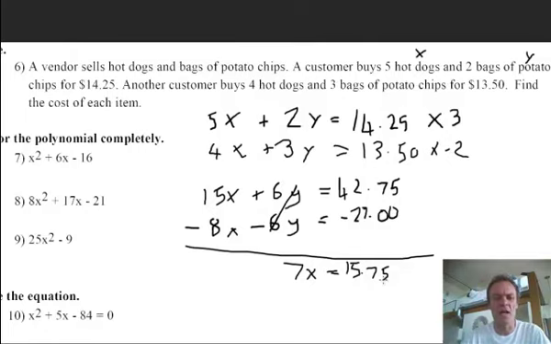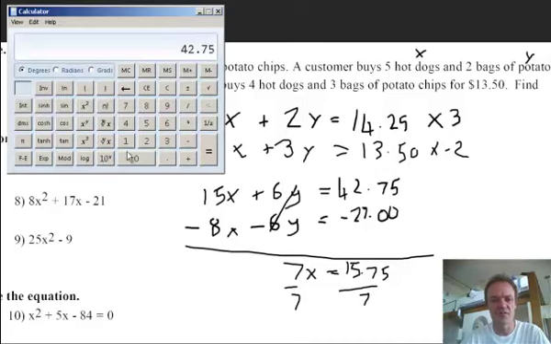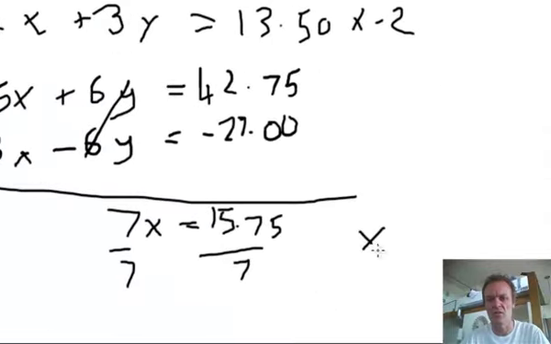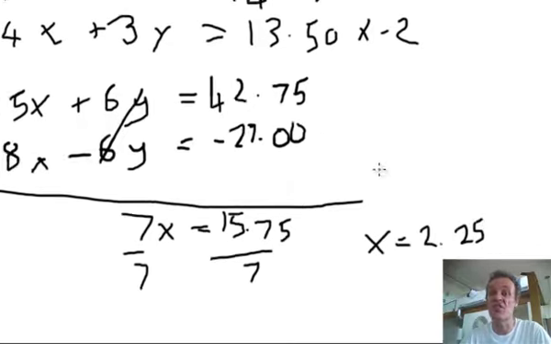Okay, divide by 7. Let's get the calculator out. 15.75 divided by 7 equals $2.25. The hot dogs are $2.25. Now then, how to find what the chips are?